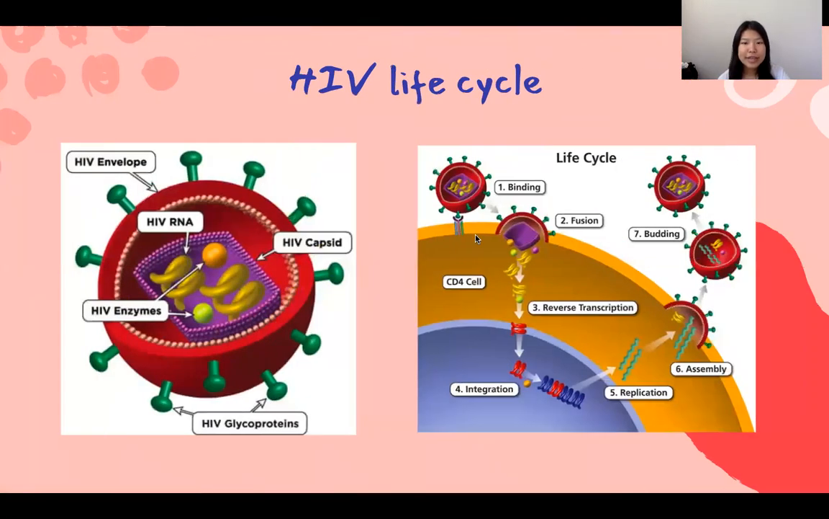This is the HIV life cycle. I decided to put a picture because I think it will be easier to understand. So the first step is binding. HIV binds to the receptors on the CD4 cells. The second step is fusion. The HIV envelope and CD4 cell membrane fuse, which allows HIV to go into the CD4 cells. On the picture, as you guys can see, HIV is getting into the cell.